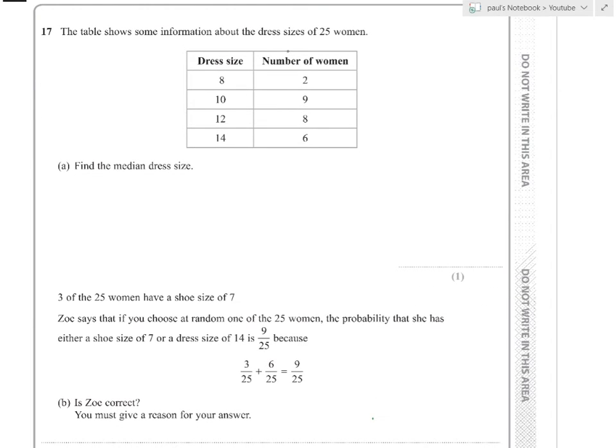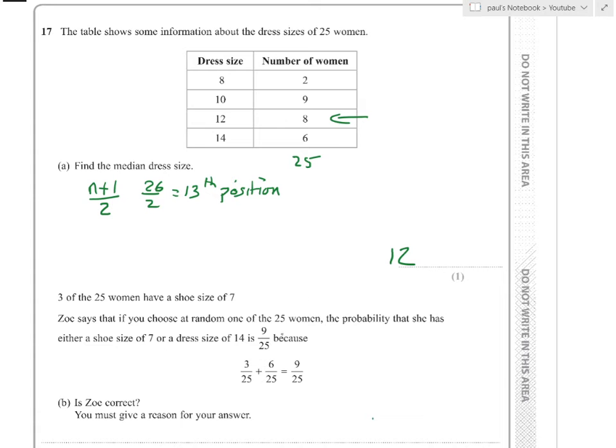The table shows information about dress sizes. Find the median. Well, for the median, n plus 1 over 2 will find the position. So we've got 11, 19, 25. So that'll be 26 over 2, which equals 13. So it's the 13th position. We need to count up from the bottom 13, or count down from the top 13, and we'll find the median. So 6 and 8 is 14, so we've already gone too far. So the dress size median is 12.